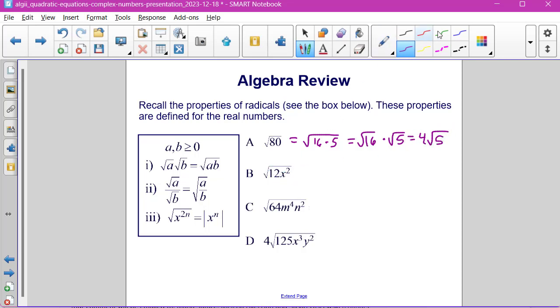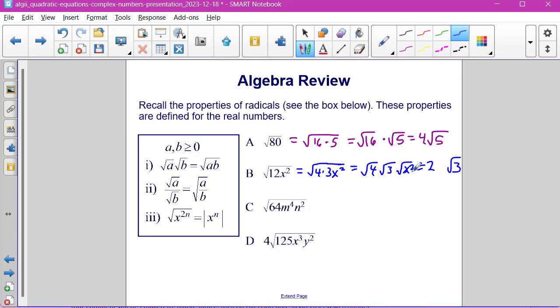Now let's look at question B. We have the square root of the quantity 12x squared. Well, that's equal to the square root of 4 times 3 times x squared. And that's going to be equal to the square root of 4 times the square root of 3 times the square root of x squared. We can take the square root of 4, that's 2. The radical 3 is going to stay there. And now the square root of x squared is just x.